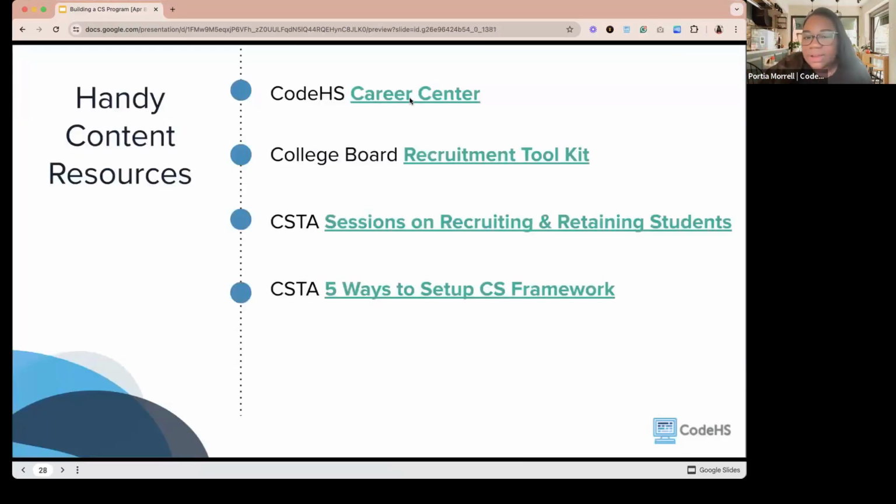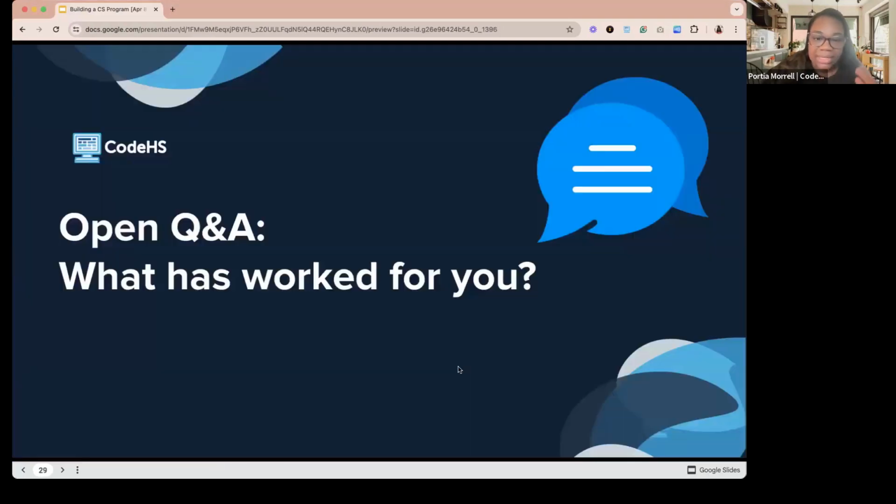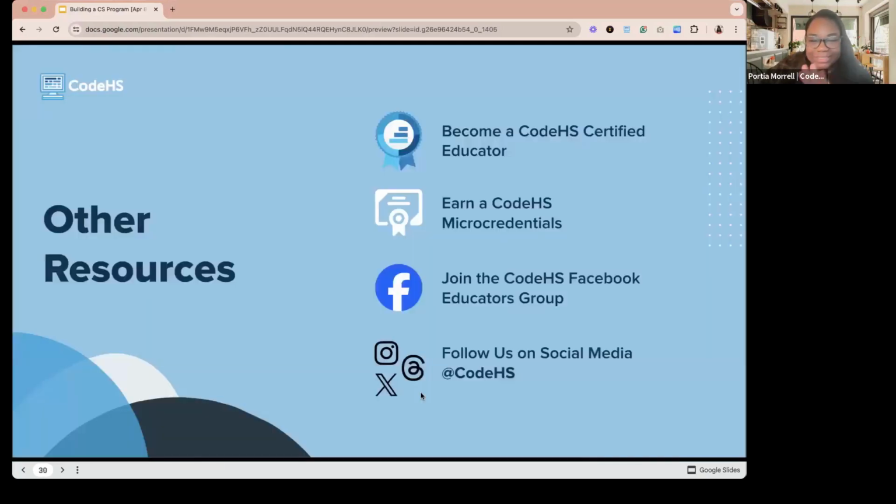For resources and tools, all of these link to different places, such as the Career Center and CodeHS. We have the College Board recruitment tool, as well as 2 resources from CSTA about recruiting and retaining students and using a CS framework. Since we don't have time for that, I'll jump ahead.